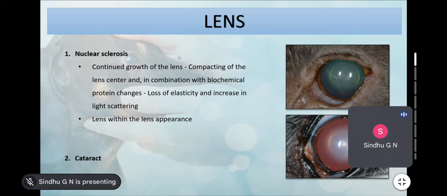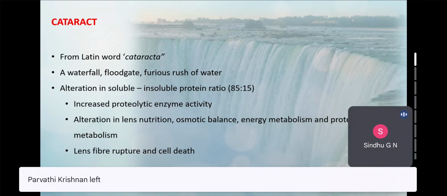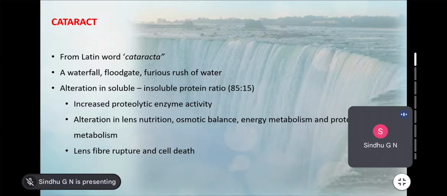Then comes cataract. The word cataract came from the Latin word meaning waterfall or a furious rush of water. Cataract develops due to alteration in the soluble-insoluble protein ratio of the lens material. It happens because of increased proteolytic enzyme activity or sometimes alterations in the lens nutrition or osmotic balance, as in the case of diabetes, energy metabolism and protein metabolism. And sometimes it can be due to lens fiber rupture and cell death due to some trauma or radiation.